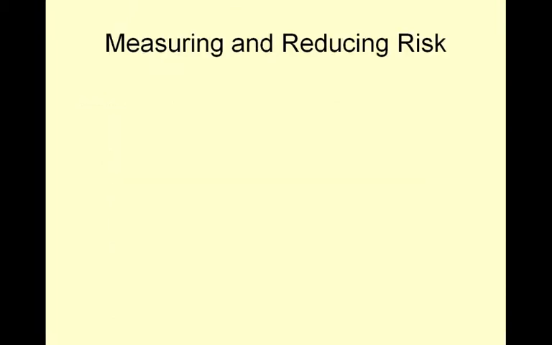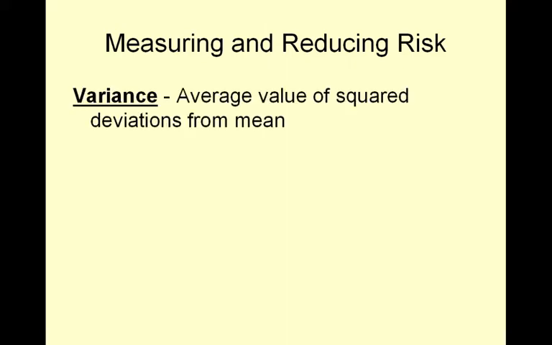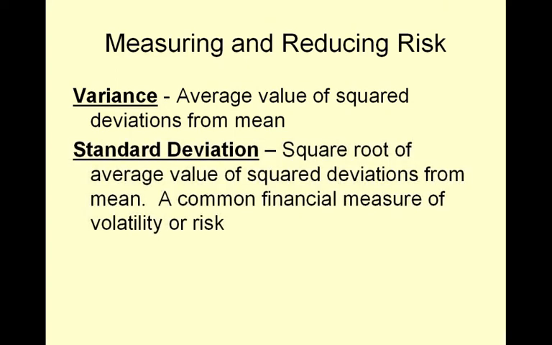Risk in financial investments is typically measured by standard deviation. To get to standard deviation, we start with variance, which is a statistical concept indicating the average value of squared deviations from a mean, or expected value. And then standard deviation is the square root of that average value. Standard deviation is a common financial measure of volatility or risk.